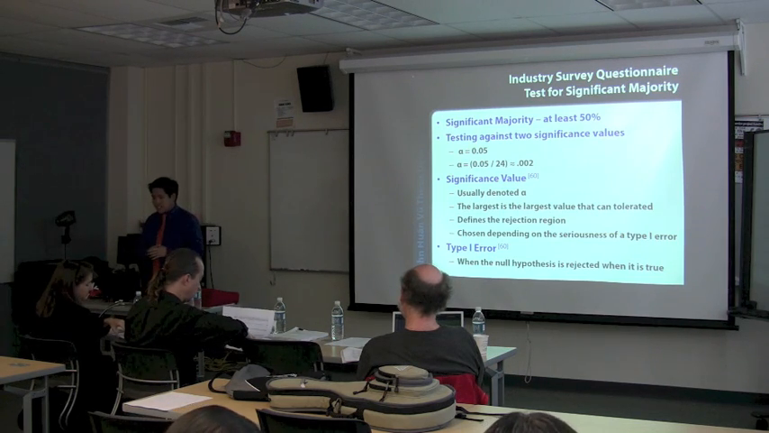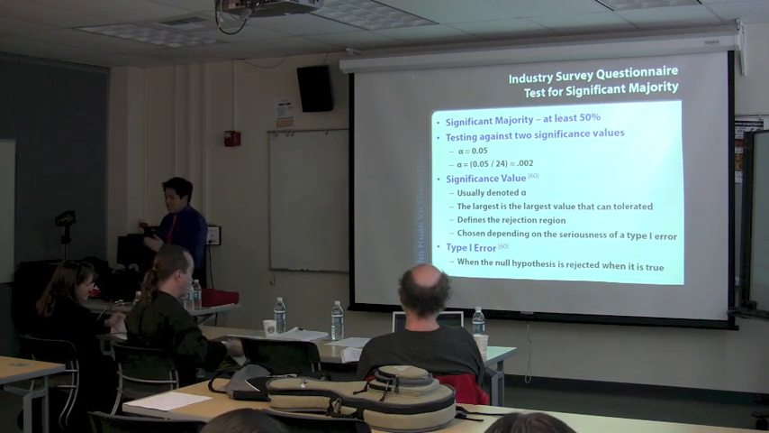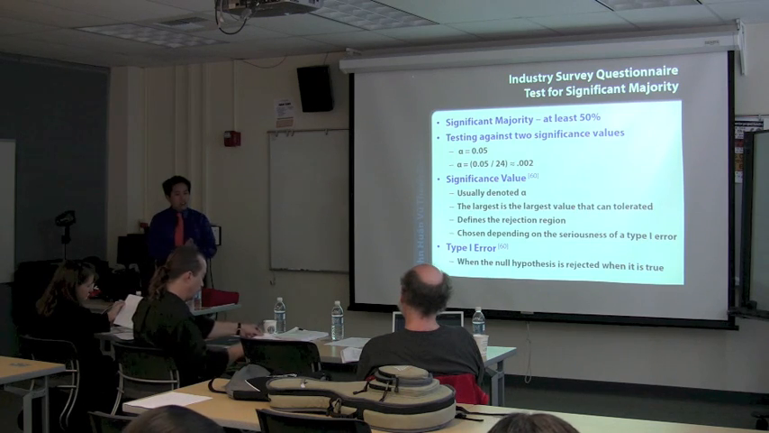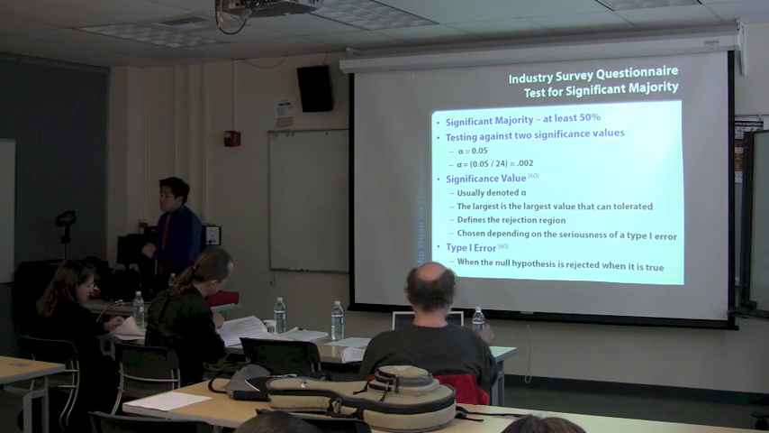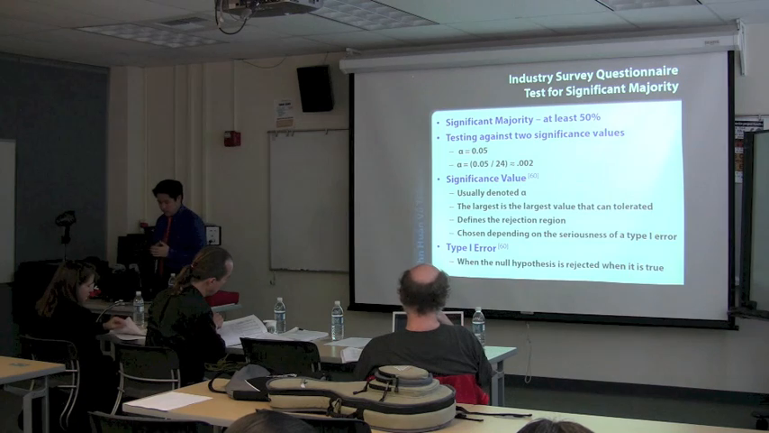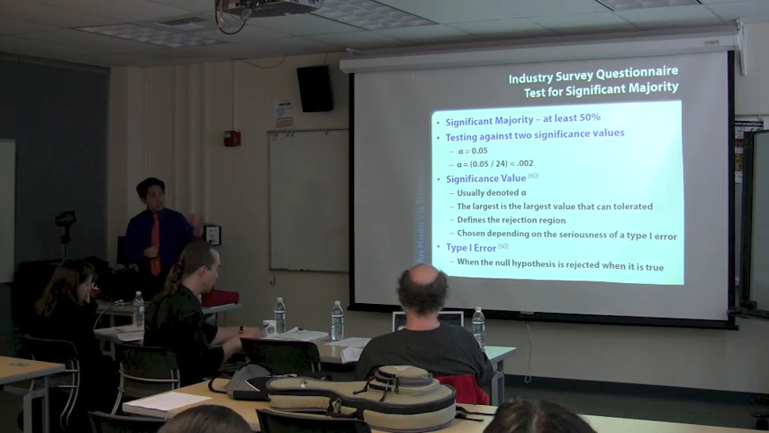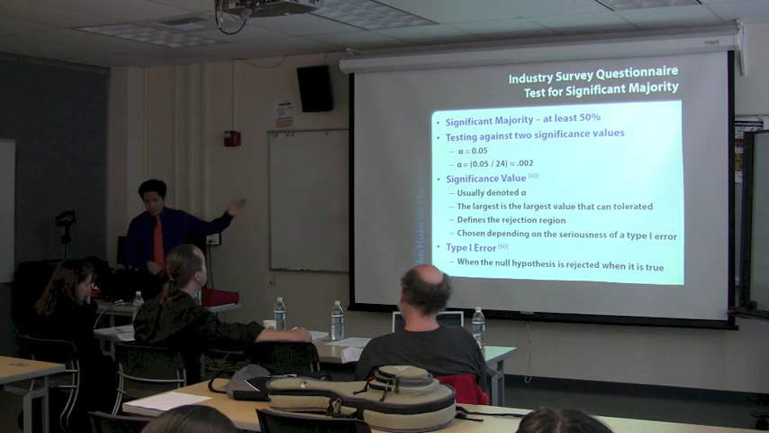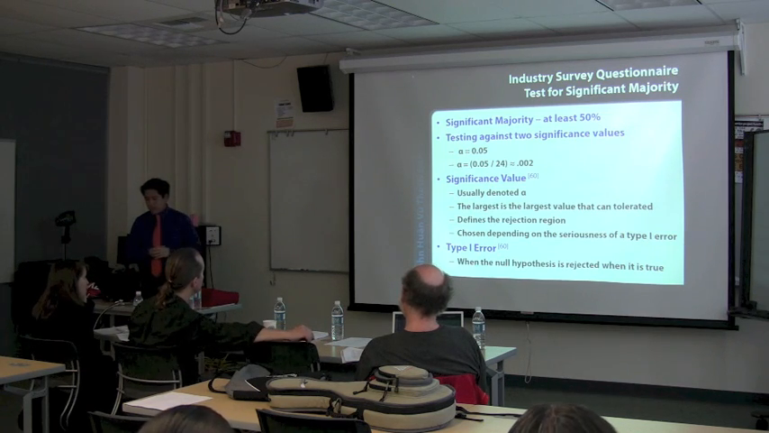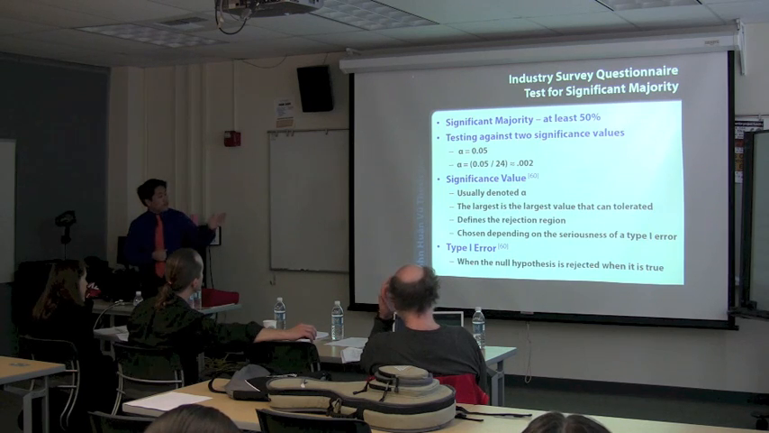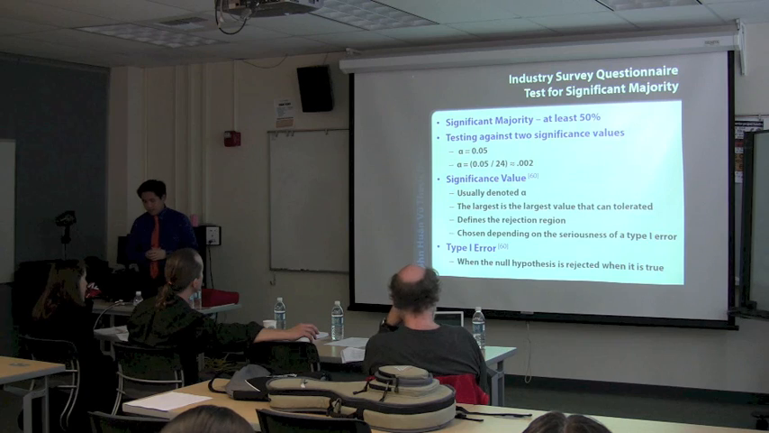In other words, did each of the statements receive a significant majority: strongly agree, overall agree, overall disagree, or strongly disagree? The test for significant majority was done against two significance values. The test was done against a significance value of alpha equals 0.05 and alpha of 0.05 divided by 24, in the first and second slide after this respectively.